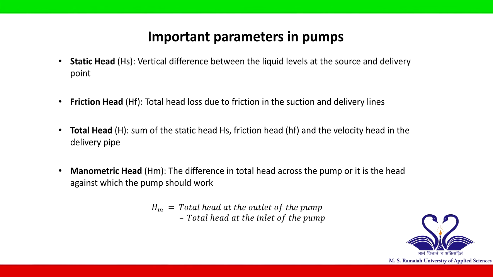Friction head is the total head loss due to friction in the suction and delivery lines. The sum of the static head HS, friction head HF, and the velocity head in the delivery pipe is called as total head. Manometric head HM is the difference in total head across the pump, or it is the head against which the pump should work. HM is equal to total head at the outlet of the pump minus total head at the inlet of the pump.